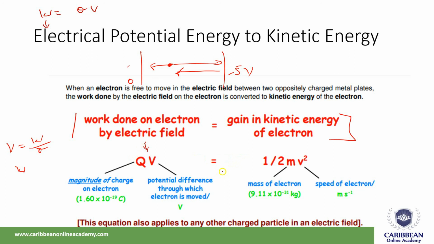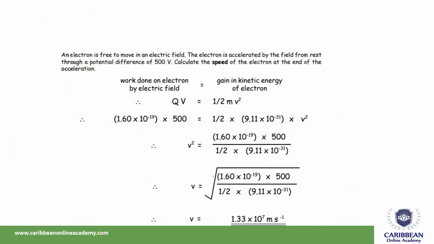So we can actually find the speed of the electron now. Let's look at a particular question that says an electron is free to move in an electric field. The electron is accelerated by the field from rest through a potential difference of 500 volts. Calculate the speed of the electron at the end of the acceleration.